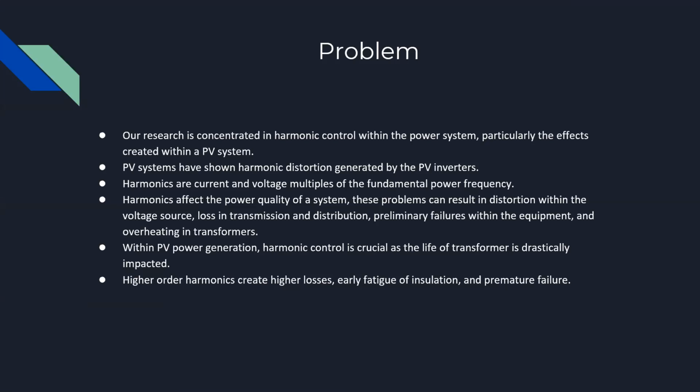Our research is concentrated on harmonic control within the power system, particularly the effects created within a PV system. PV systems have shown harmonic distortion generated by the PV inverters. Harmonics are current and voltage multiples of the fundamental power frequency. Harmonics affect the power quality of a system. These problems can result in distortion within the voltage source, loss in transmission and distribution, premature failures within the equipment, and overheating in transformers. Within PV power generation, harmonics control is crucial as the life of power transformers is drastically impacted. High order harmonics create higher losses, early fatigue of insulation, and premature failure.